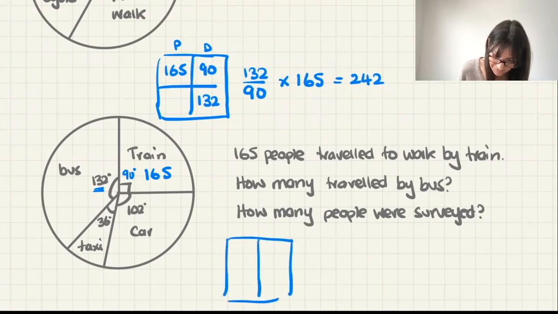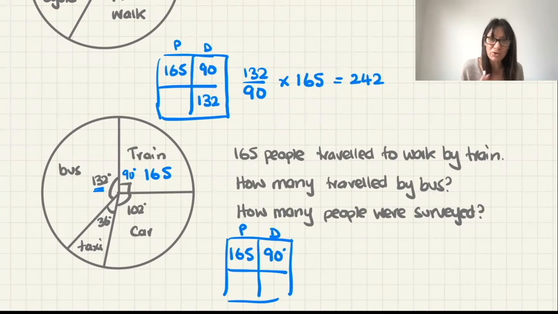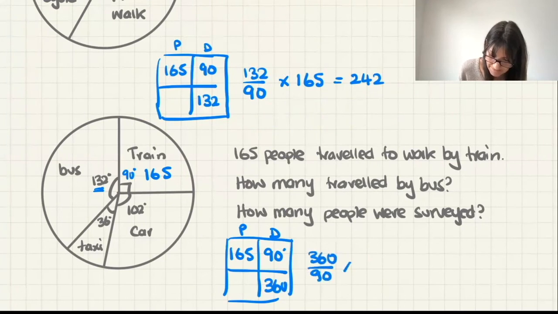I'm going to use the same fact because obviously that came from the question. So it can't be anything to do with me. Can't be wrong at all. So I've got my 165 people at 90 degrees. How many people were surveyed? That's everybody in the pie chart. That's all 360 degrees. So I'm going to have 90 as my trapped number, timesing that through, and that would give me 660 people.